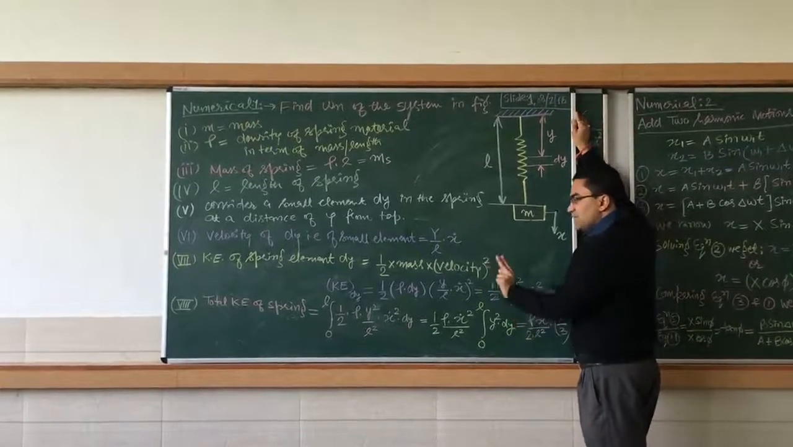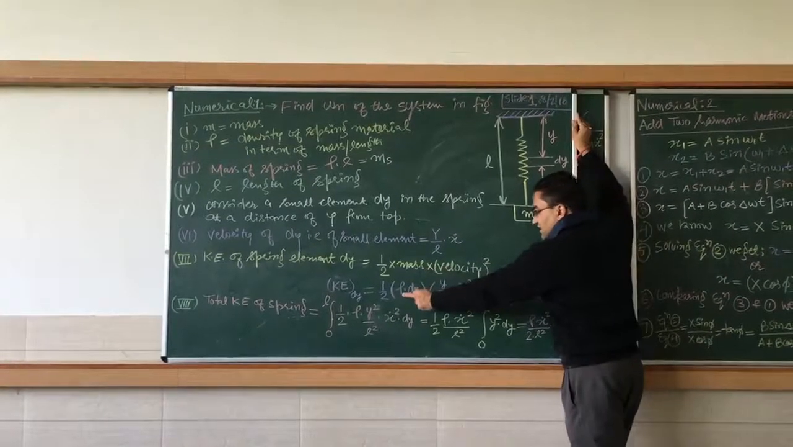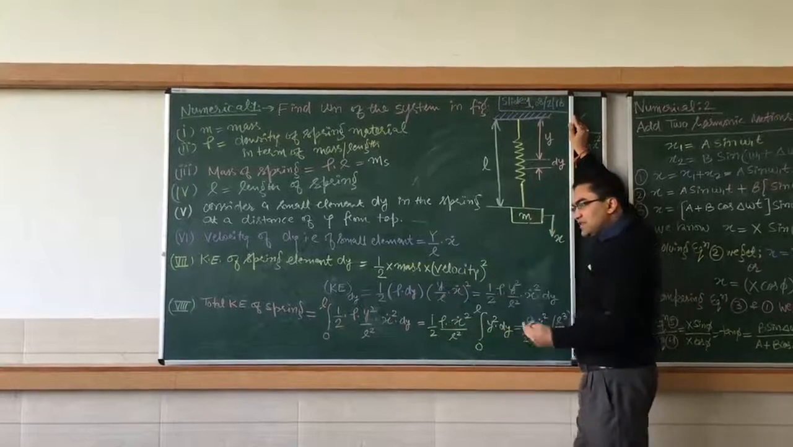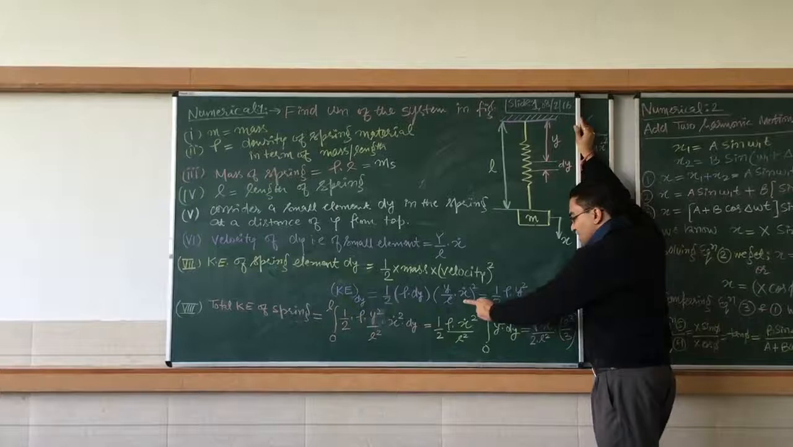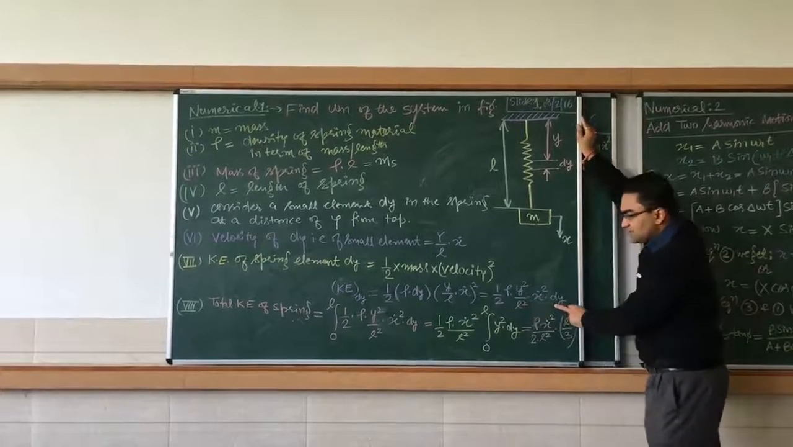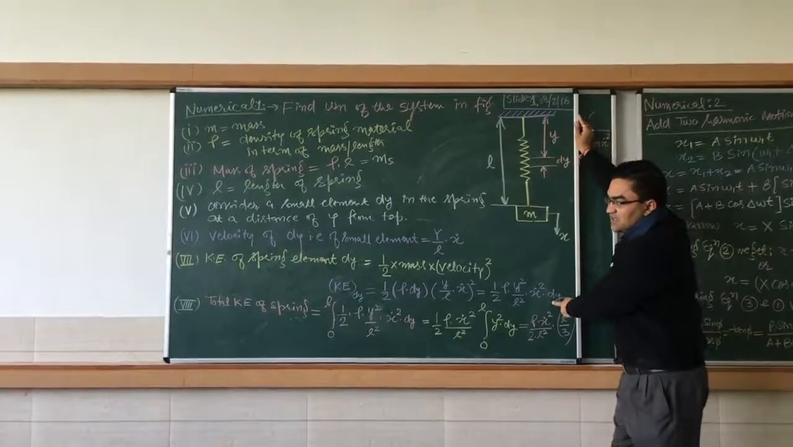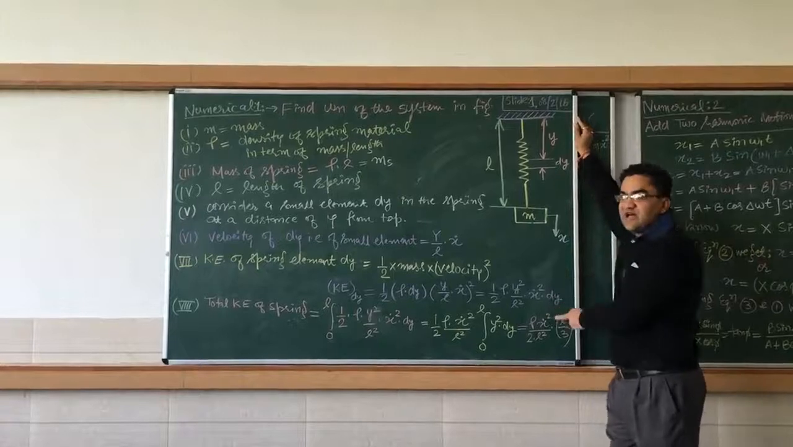Now we are simply putting the value. The value of mass we will put as density multiplied by the length of the element, so the mass of the element comes out into velocity. So this comes out to be the relationship of the kinetic energy of the element dy.